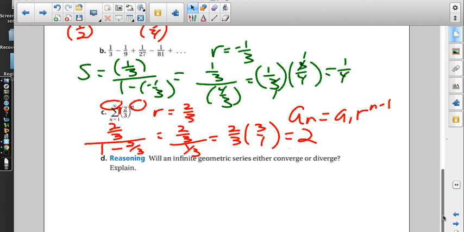Didn't catch it. Now, D says, will an infinite geometric series converge or diverge? Are those the only two options? What did you and your partner say? Yes or no? Are those the only two options? I'll be honest, I didn't see that. We didn't even do it. Uh-oh. All right. Take a minute, talk about D. Talk about it, see what you got.